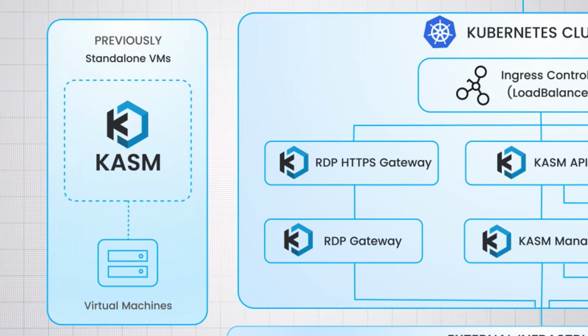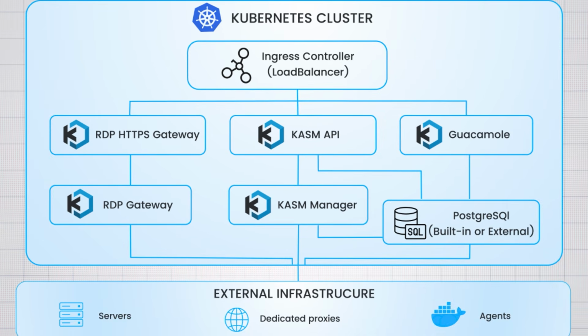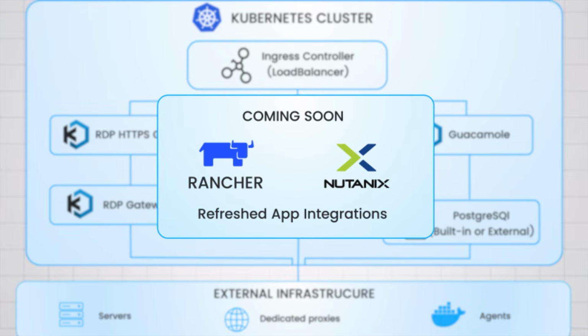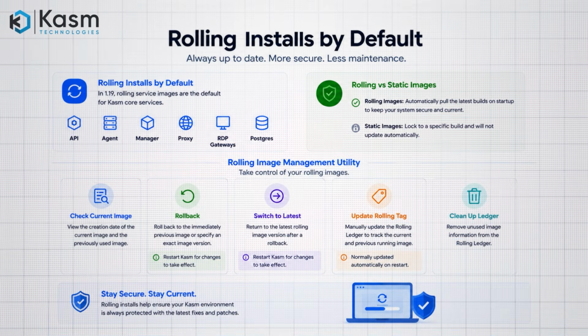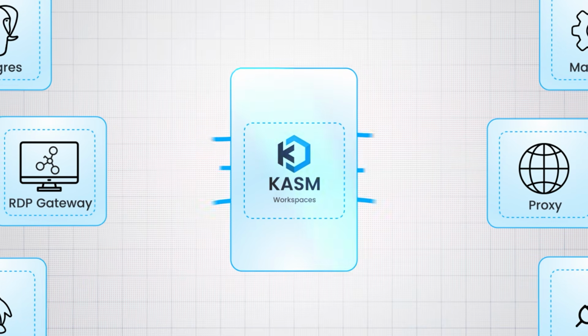Rather than managing Kasm on standalone VMs, you can now deploy and manage Kasm the same way you manage the rest of your infrastructure. We are also working on refreshed app integrations for Rancher and Nutanix, which will be coming soon. Also on the deployment front, 1.19 makes a significant change to how Kasm services are installed and updated.